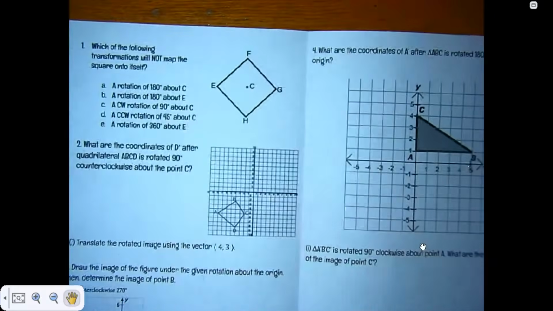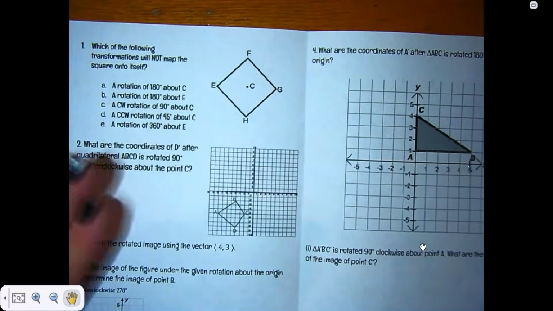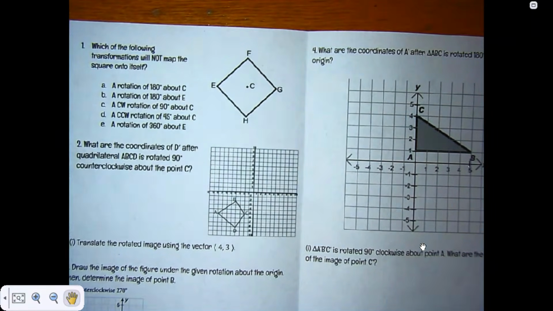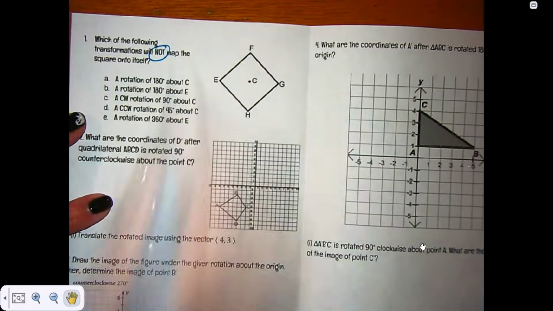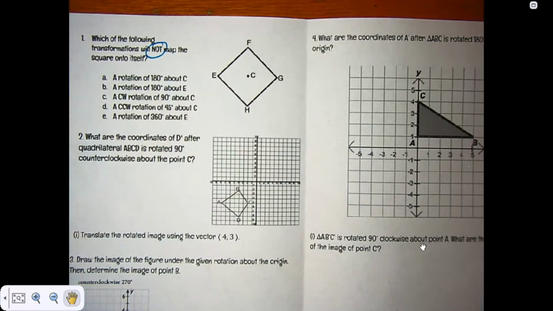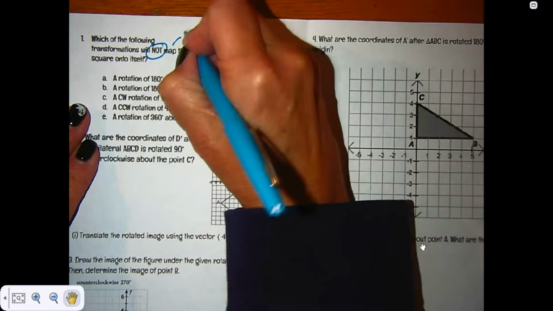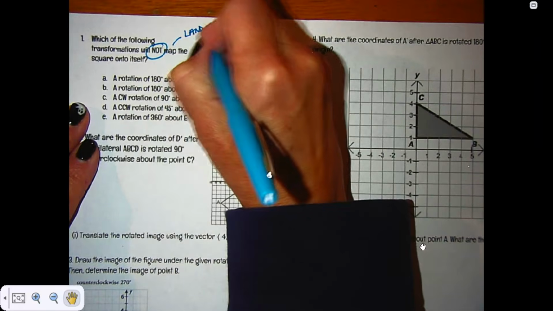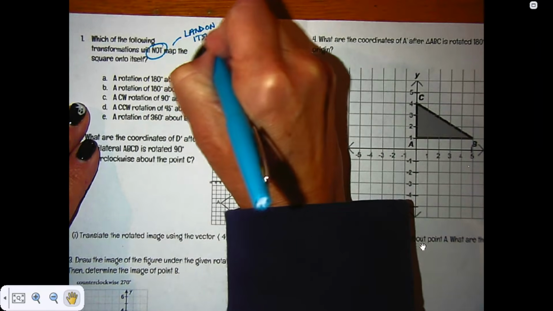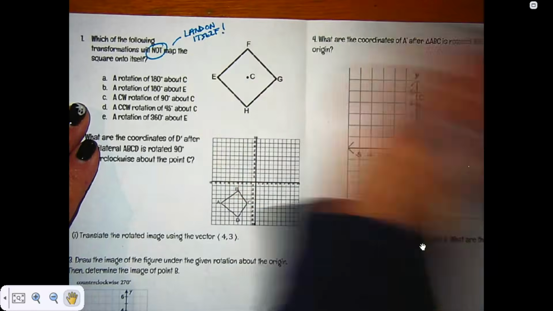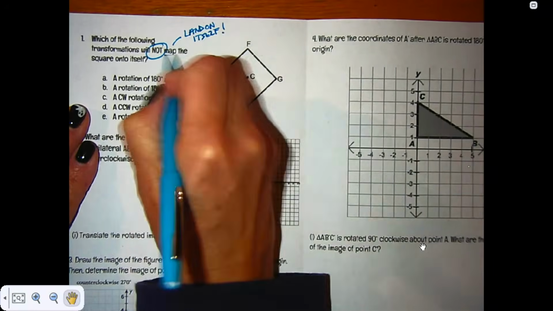Okay, it says which of the following transformations will not map a square onto itself? Which will not? So let's go ahead and circle "not." That's important, right? So when we talk about mapping it, this is basically landing on itself. So mapping it is landing on itself.